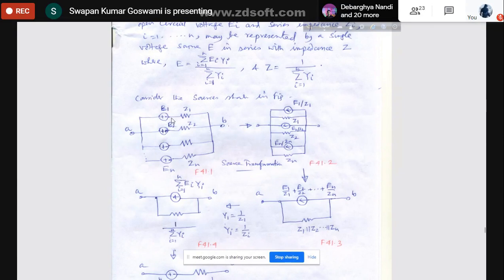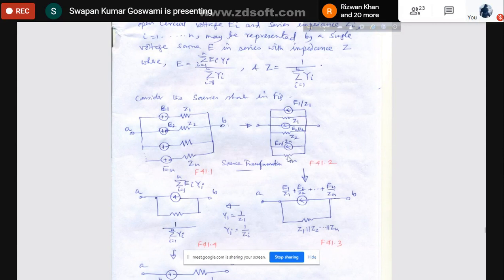Then how can we represent the voltage source E1 with series impedance Z1? I can represent this as a current source E1 by Z1 with parallel impedance Z1. This is the direction of the current. Similarly, E2 will be converted into another current source E2 by Z2 with parallel impedance Z2. In this way, all other sources will be converted into current sources, and finally En by Zn is the current source here with parallel impedance Zn. This is a simple source transformation we can apply to each and every source.